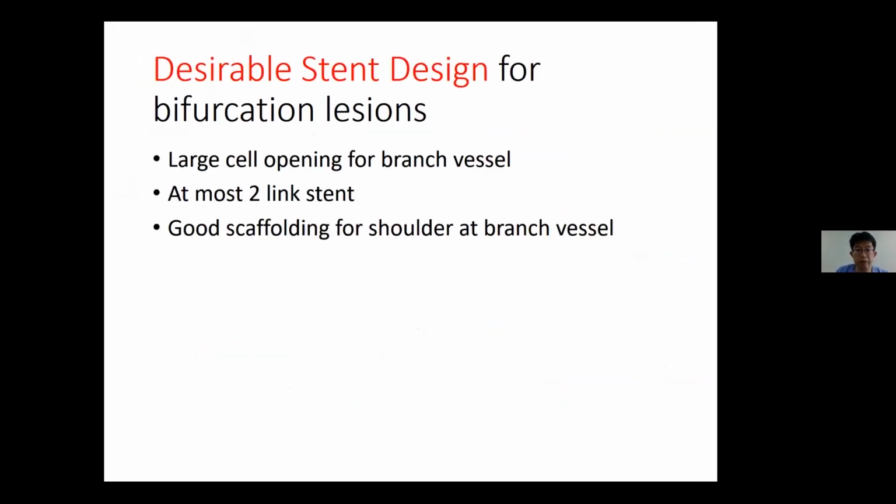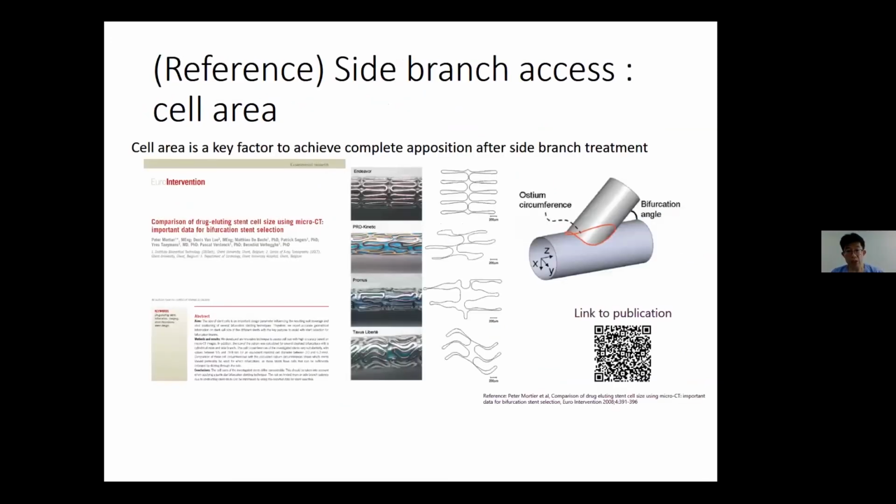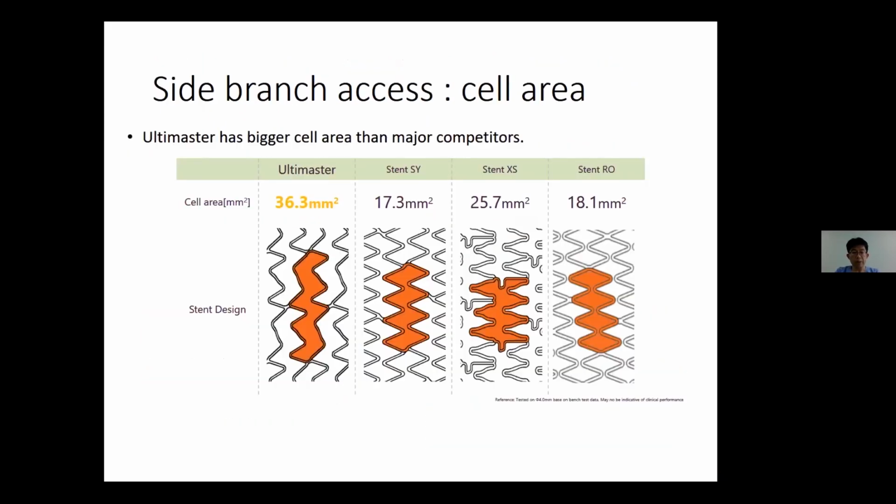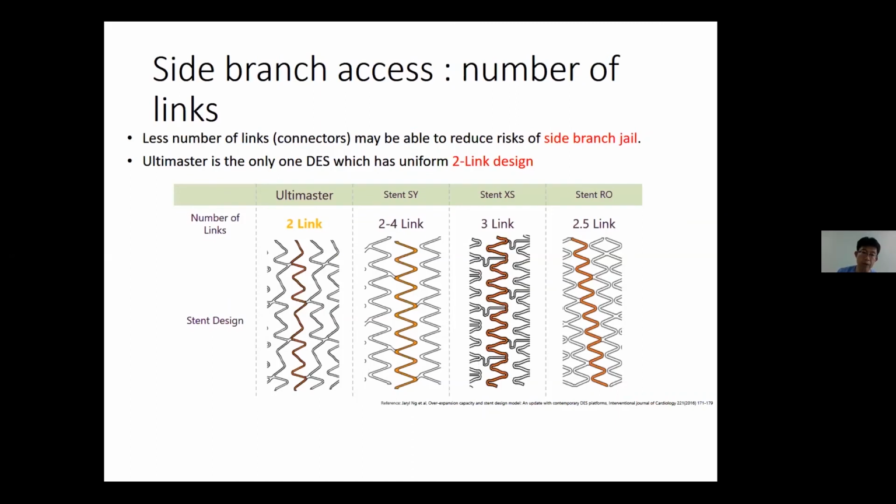The desired stent design for bifurcation lesions is a large cell opening for the branch vessel size, at most a 2-ring stent, and good scaffolding for the shoulder at the branch vessel. Recently, EuroIntervention tells us side branch access and cell area are the key points. Cell area is a key factor to achieve complete apposition after side branch treatment. So the Ultimaster stent has a bigger cell area compared to other major stents. The Ultimaster stent has a cell size of 33 square millimeters, and a 2-ring system.